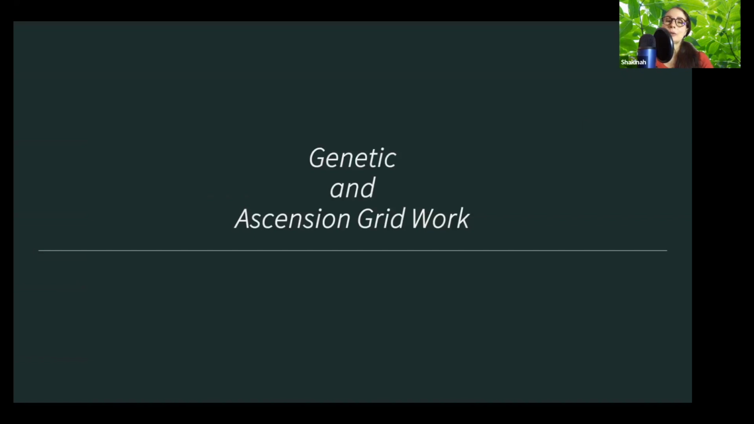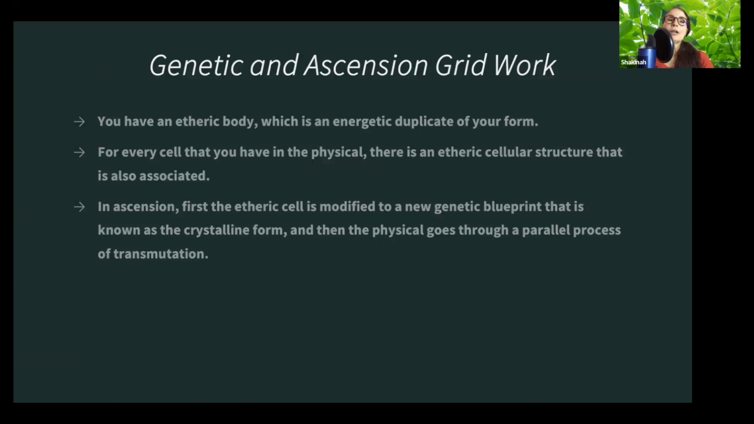Genetic and ascension grid work. You have an etheric body, which is an energetic duplicate of your form. For every cell that you have in the physical, there is an etheric cellular structure that is also associated. In ascension, first the etheric cell is modified to a new genetic blueprint that is known as the crystalline form, and then the physical goes through a parallel process of transmutation.